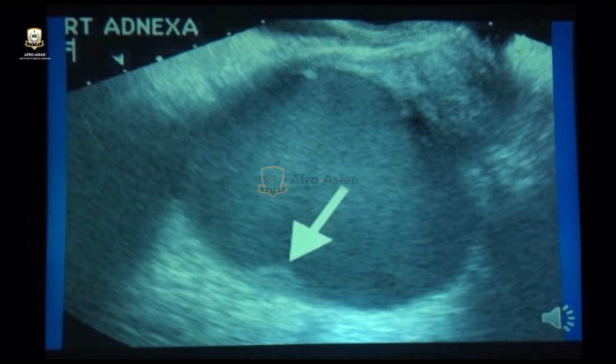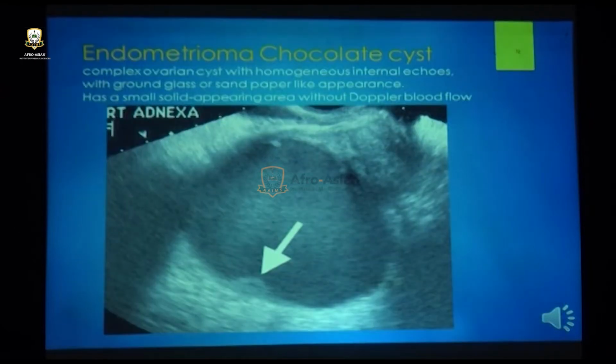Next is a cystic mass, because you can see posterior enhancement here, and inside the content is turbid looking, just like a sandpaper or ground glass appearance. This is typical of an endometriotic chocolate cyst. Complex ovarian cyst with homogeneous internal echoes with ground glass or sandpaper-like appearance. Has a small solid appearing area without Doppler blood flow. This is an endometriotic cyst.